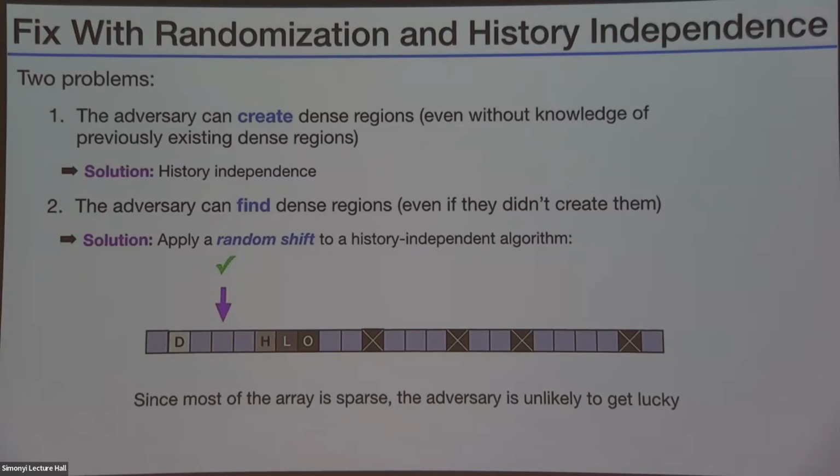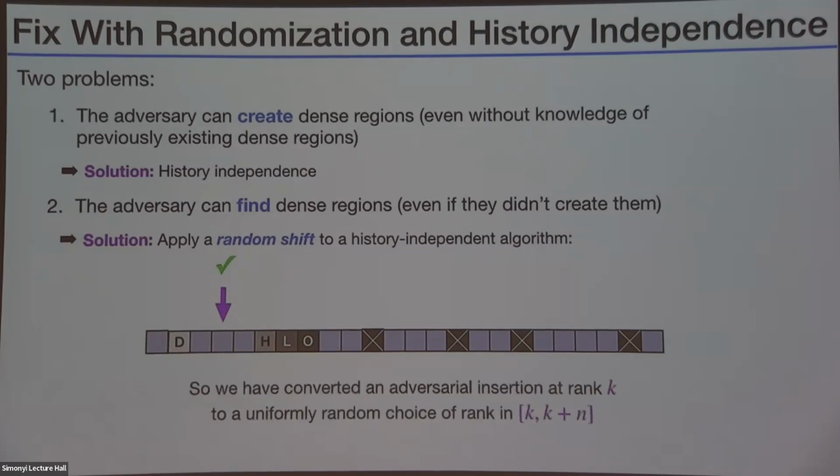Okay, so the point is that since most of the array is sparse, the adversary is unlikely to get lucky and hit a dense spot. In particular, we've converted an adversarial insertion at rank k. And what rank means is exactly what are the operations? Do I insert an element that is comparable to the others with a certain key? Or do you mean how are the dummy elements defined?